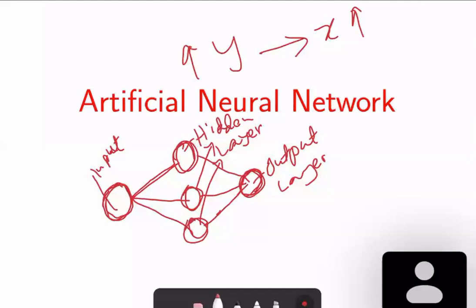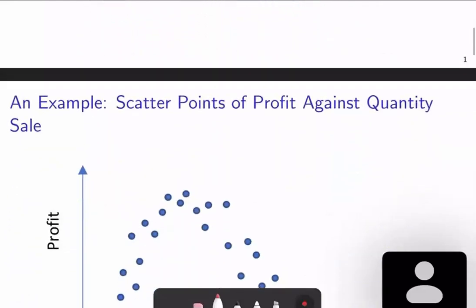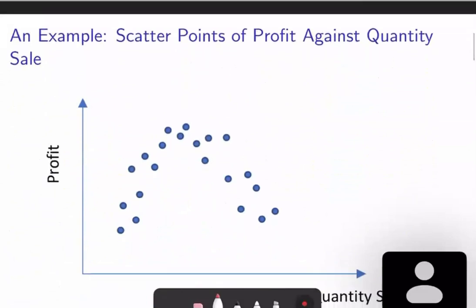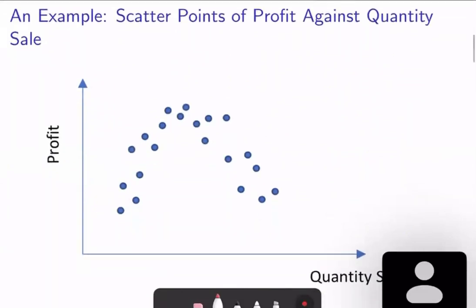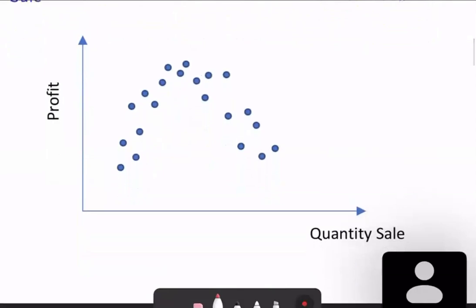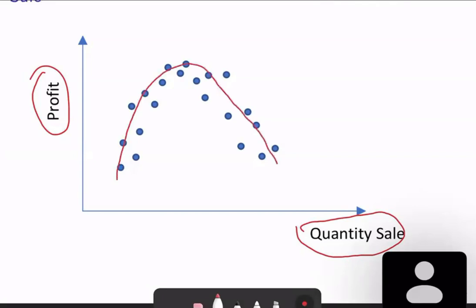And how does it work? So let's give an example from the economics field, which is very simple to understand. For example, you are a manager of the company, or a business analyst, or an economist, whatever. You want to predict the profit of the company based on the quantity sold. So profit is a function of quantity sold. From economic theory, we know that quantity sold and profit have a concave shape.